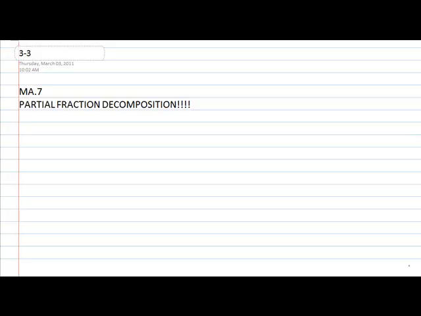There it goes. Yeah. Okay, so this is a technique called a partial fraction decomposition.